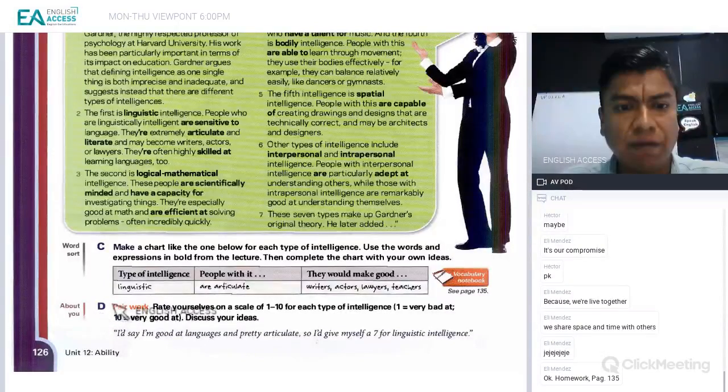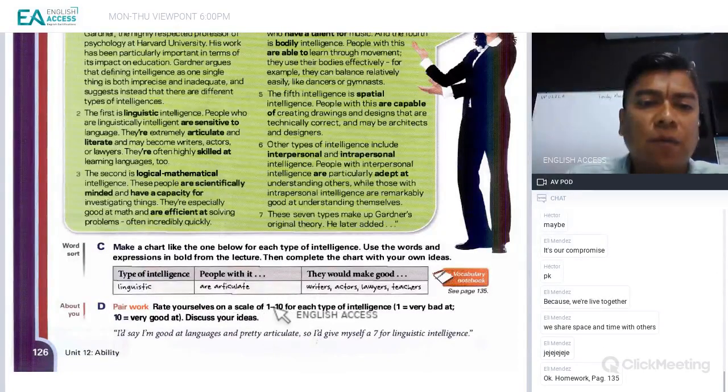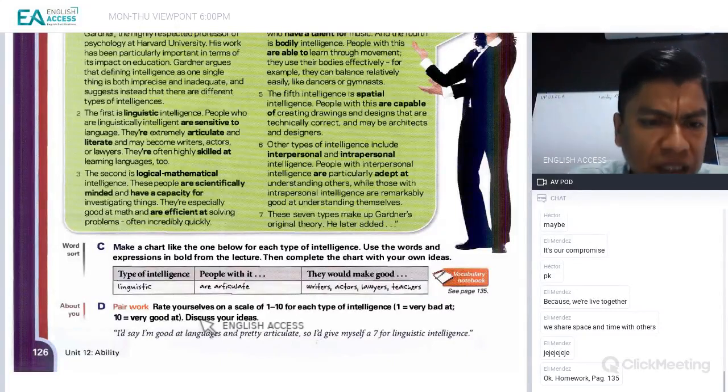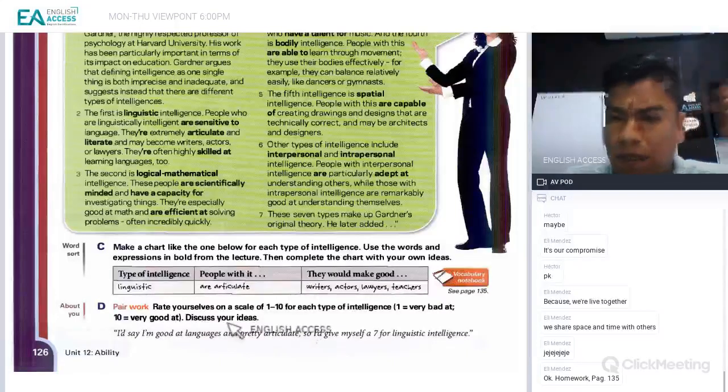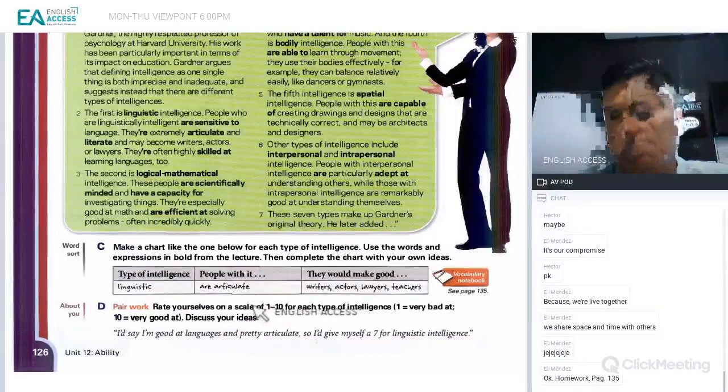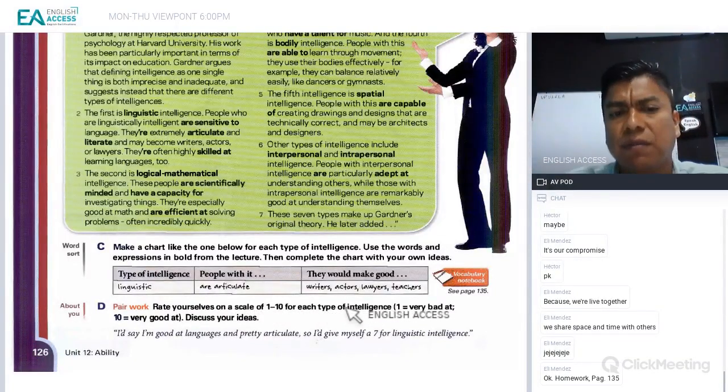So let's go for the next section, which is D, pair work. Of course, we can't work in pairs, but we can do something. Rate yourselves on a scale of 1 to 10 for each type of intelligence. Number 1 is very bad, and number 10 is very good. Yes? Now, let's discuss some ideas, okay? First, I'll give you 1 minute to rate yourselves, 1 to 10, on each type of intelligence.